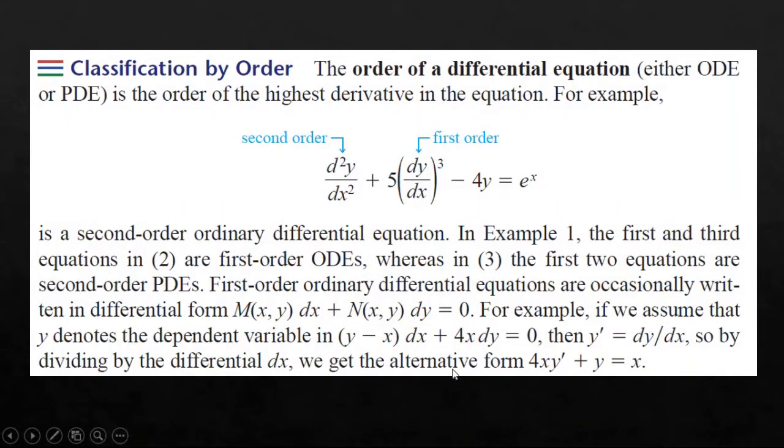The next classification is classification by order. The order of a differential equation is the order of the highest derivative in the equation. For example, we have this equation. This differential equation is an ordinary differential equation because we have ordinary derivatives. The order of this equation is 2, and we say that it is a second order ordinary differential equation.